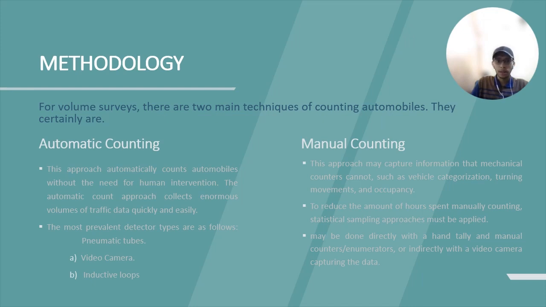motion, and occupancy. A statistical sampling procedure must be used to decrease the number of hours spent manually counting. It's possible to perform this directly with hand tallying and manual counters, and also indirectly using video cameras that capture the data.